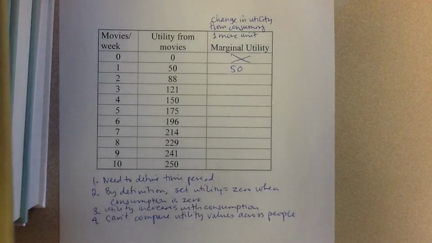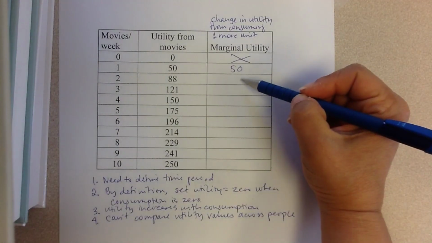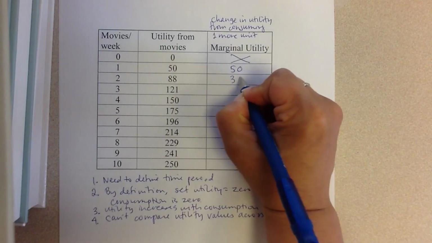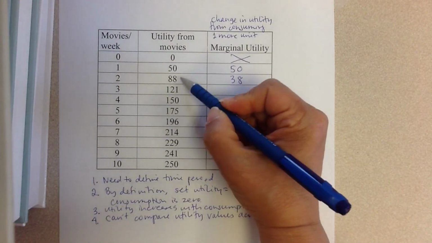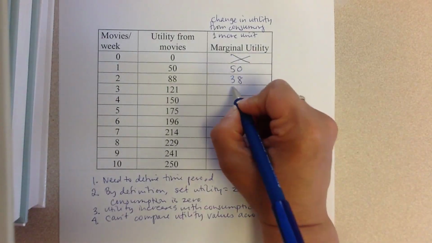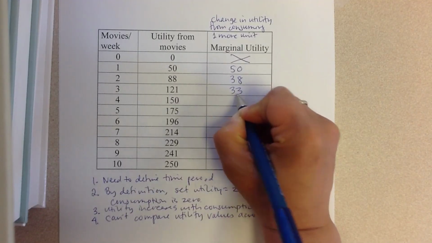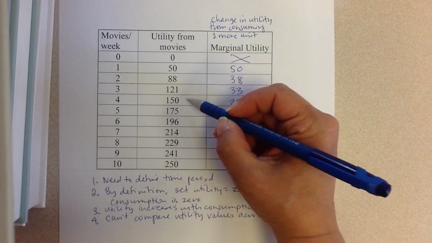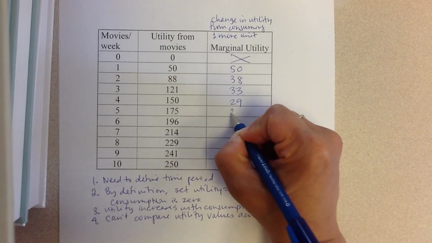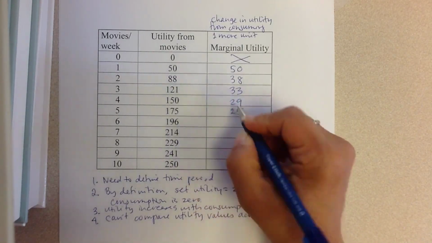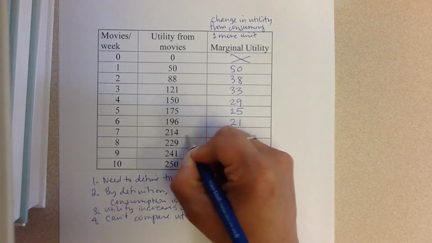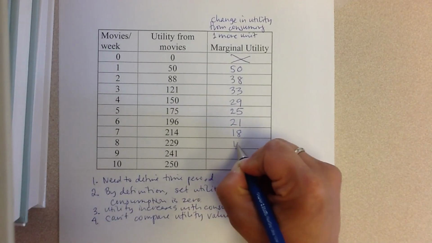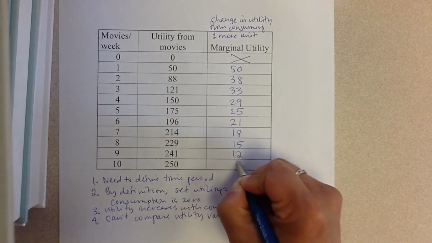So 50 is her marginal utility for the first unit, and then as she goes from 1 to 2, her second movie increases her utility by 38. That's 88 minus 50. Right? And then 33, 29. This is the change in utility. She consumes 1 more, she goes from 4 to 5. Her utility goes up by 25. And then 21, 18, 15, 12, and 9.